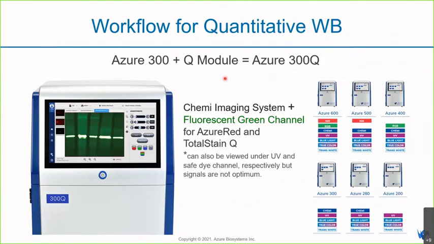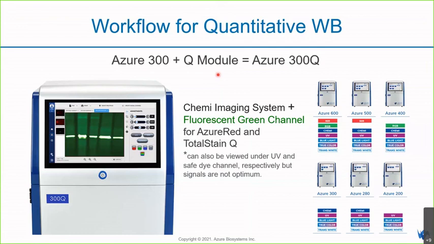Thus, we propose Azure 300Q, which is an Azure 300 imaging system plus Q module, for you if you want to preserve your optimized Western blotting, especially Chemi Western blotting protocol, but you want to enjoy the total protein stains to add on the quantitation power to your Western blotting. I kind of understand because we have optimized everything, but I just want to have more control in that. Thus, 300Q is a good starting point for your consideration.